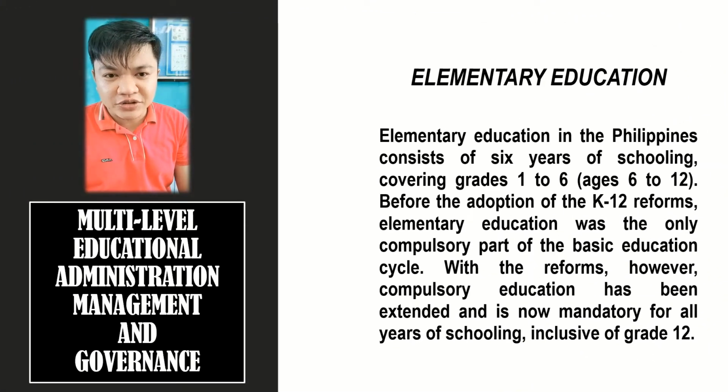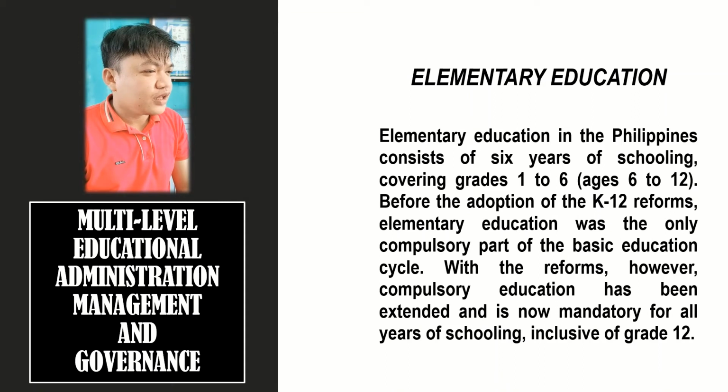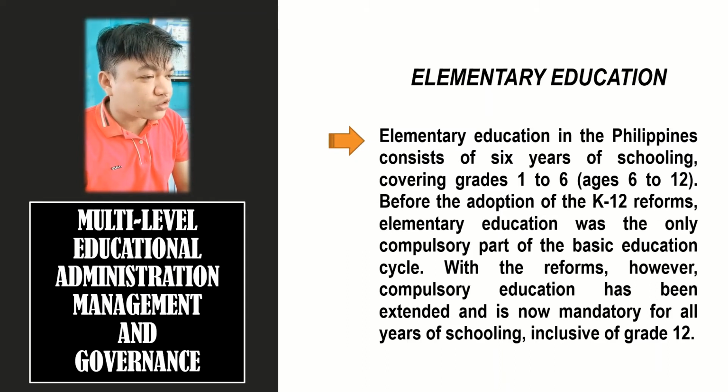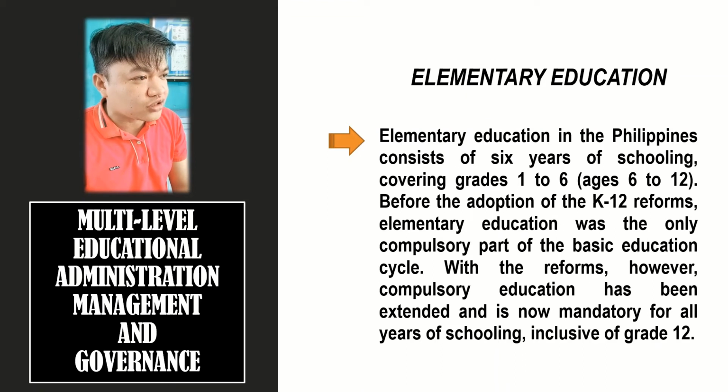Elementary education. Elementary education in the Philippines consists of 6 years of schooling covering grades 1 to 6, ages 6 to 12. Before the adoption of the K-12 reforms, elementary education was the only compulsory part of the basic education cycle. With the reforms, however, compulsory education has been extended and is now mandatory for all years of schooling, inclusive of grade 12.